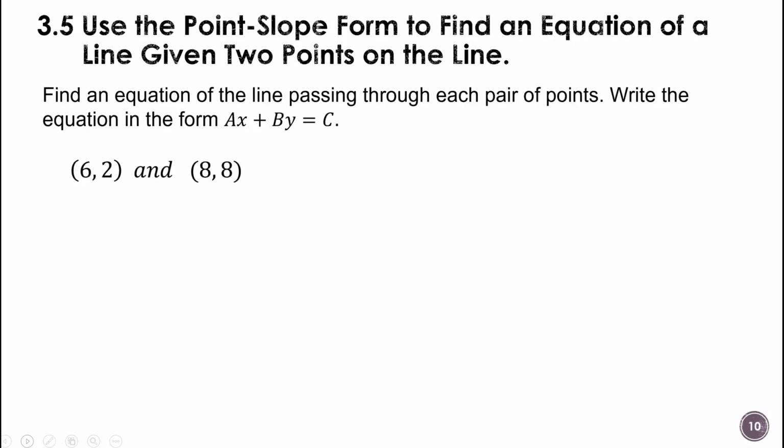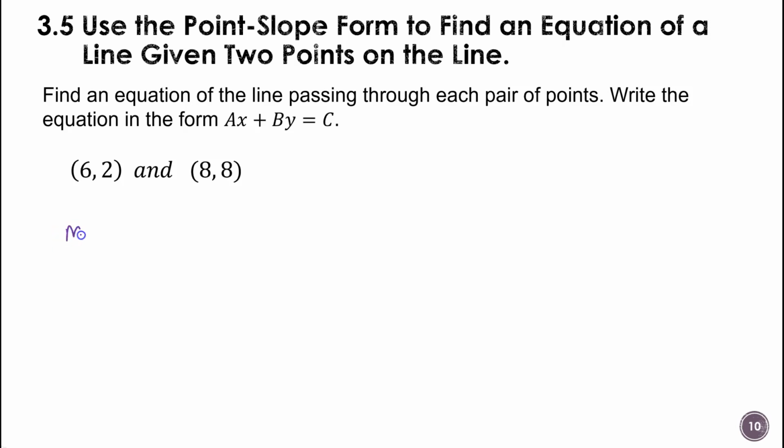Hi, so here's some more of 3.5. This is the third video lesson, and this one gets a little more complicated because we have two ordered pairs and we actually don't know the slope. So that means we have to find the slope, and then we will use that slope in one of the ordered pairs to write the equation. And then we'll write it in the form ax plus by equals c.